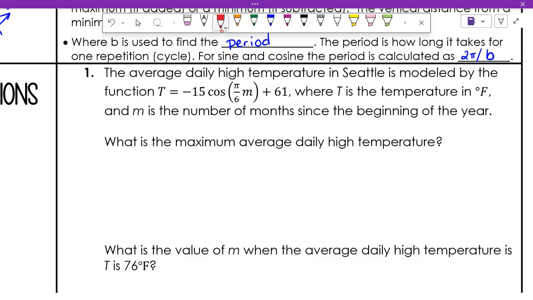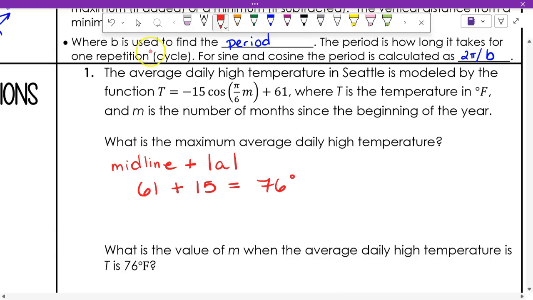So we need to go ahead and do midline plus the absolute value of A. So what is my midline here? Well, my midline is the 61. That's what this plus 61 is here. So 61 plus the absolute value of A, which would be 15. 61 plus 15 equals 76 degrees. So that's the maximum average daily high temperature. If I was to graph this function, my peaks would be at 76.